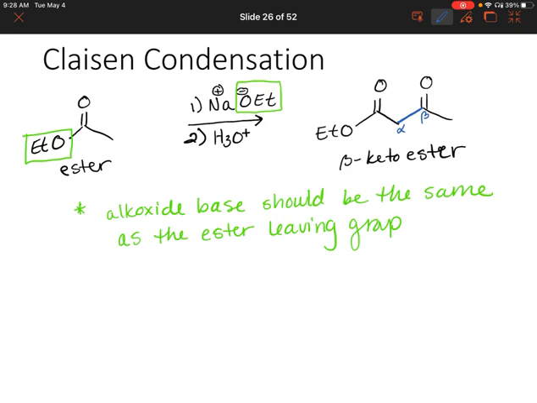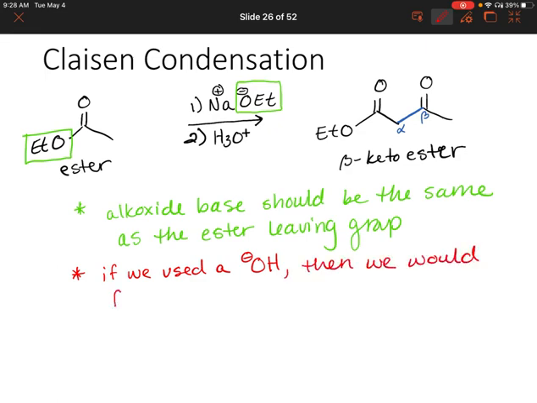Okay, so why do we have to use an alkoxide base that matches our ester leaving group? Why can't we use a hydroxide ion, for example? So if we used an OH group, then we would end up forming a carboxylic acid. So that wouldn't give us the beta keto ester that we're trying to produce in this case.